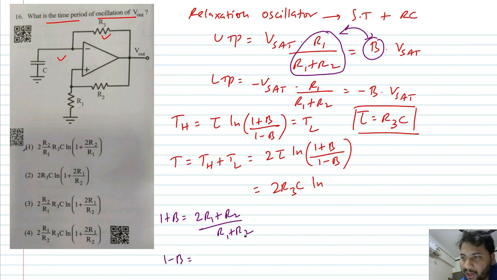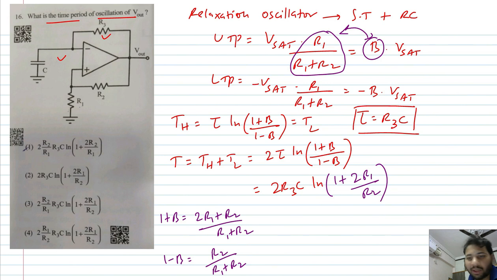And what is 1 minus B going to be? Given that B is R1 by R1 plus R2, 1 minus B would be R2 by R1 plus R2. So we have 1 plus B, we also have 1 minus B. So what is 1 plus B upon 1 minus B? (2R1 plus R2) by R2, which is 1 plus 2R1 by R2. That's all.